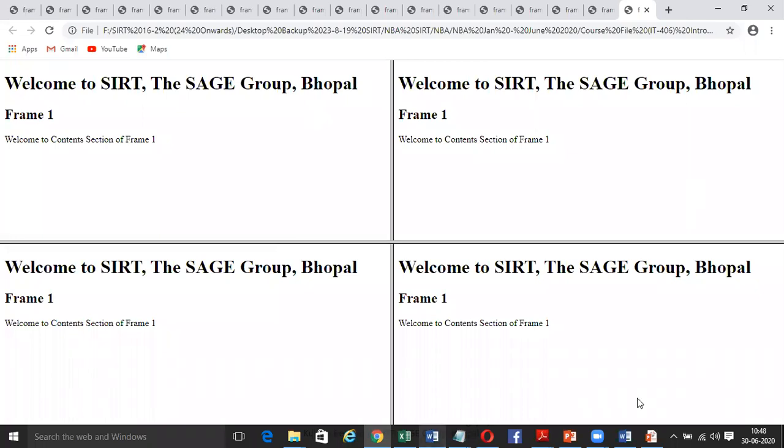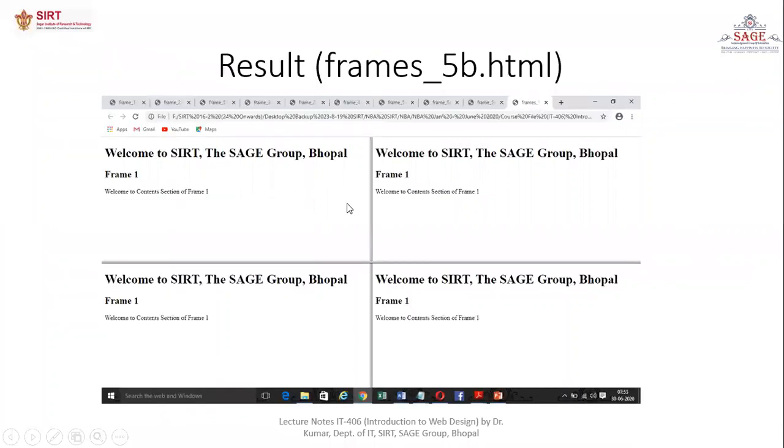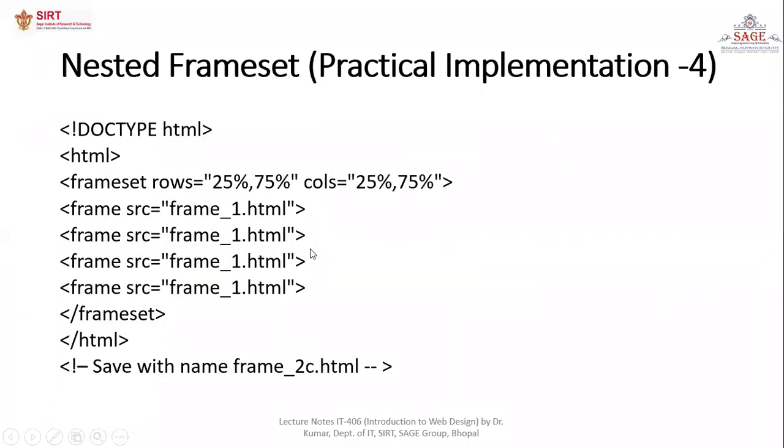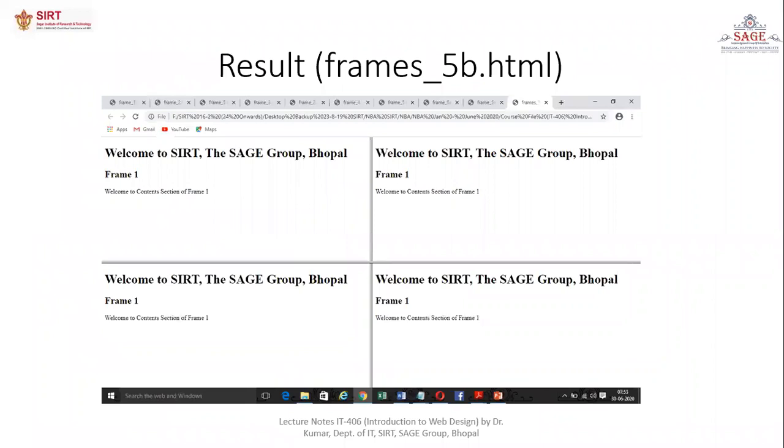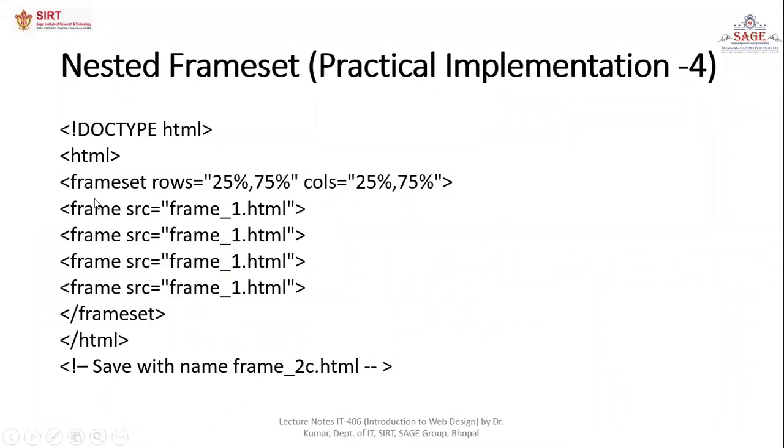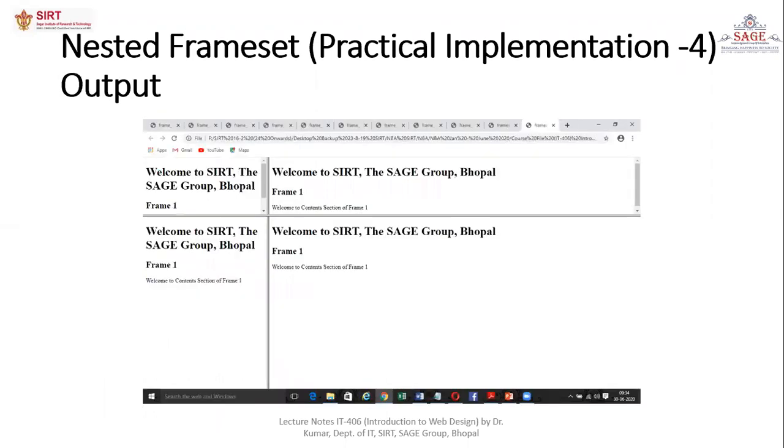Okay. Now one more. Till now we were using star, star. So now we are going to the percentage. How many percent do I need? So I take this inside this example. You can take another example also. So I take here the frameset rows 25%, 75%, columns 25%, 75%. So it will divide your screen with the help of this percentage. Rest is the same. So this is the result here: 25%, 25%, 75%, 75%.